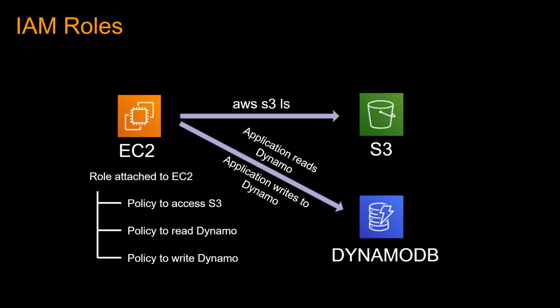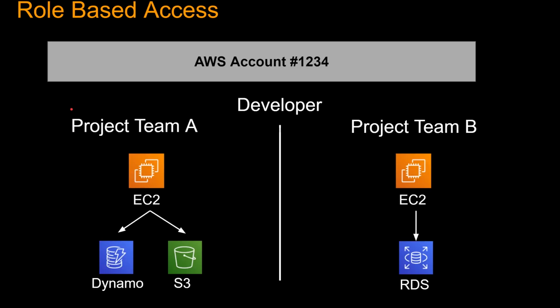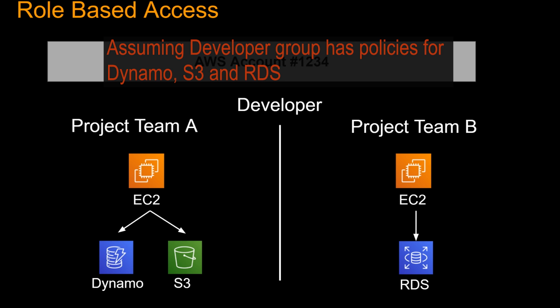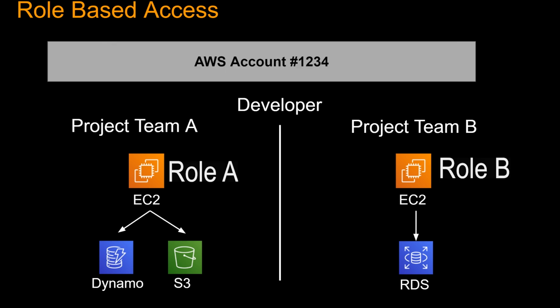For example, there are two developer teams, Project Team A and Project Team B. They are sharing one AWS account. However, Team A's application in EC2 uses Dynamo and S3, and Team B's application running in another EC2 uses RDS. They can use the same developer IAM group to log into AWS and use EC2 roles to define access to other AWS services. So let's try this in console.